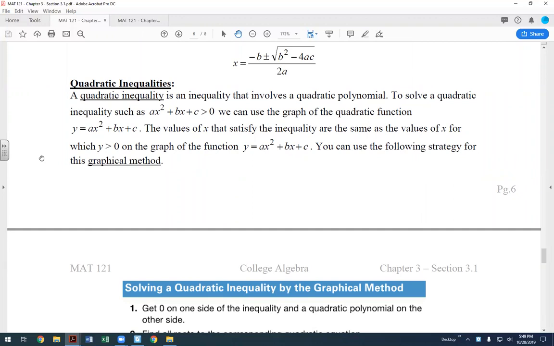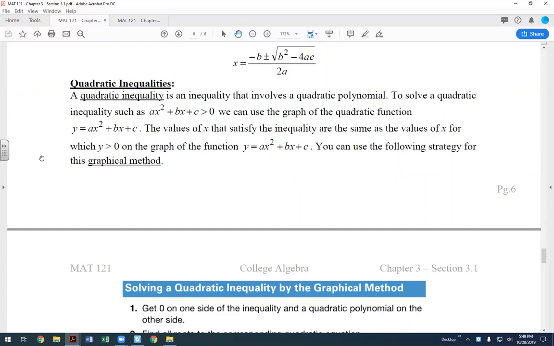So kind of building up on what we had done with the graphing, we're getting into quadratic inequalities next. So with quadratic inequalities, we're actually going to look at this with two different methods. One of them is going to be the graphical method, which is what we're doing next, and then we'll also try and do a test point method, which may actually be a little bit more effective than the graphical one.